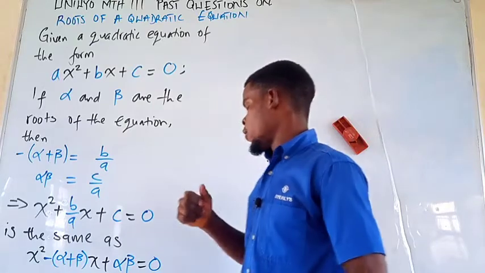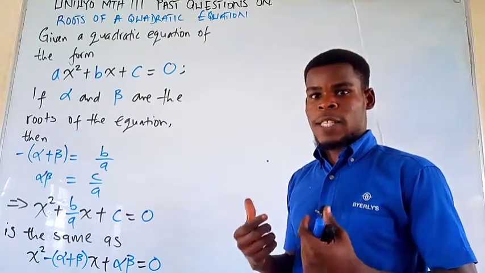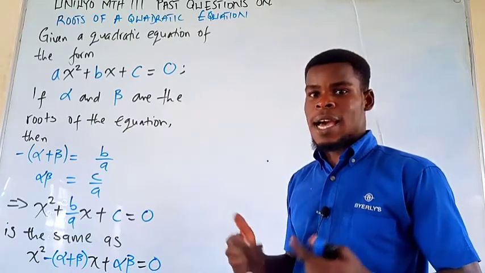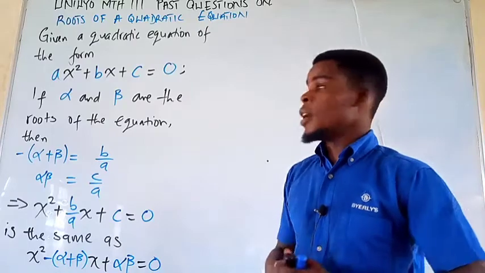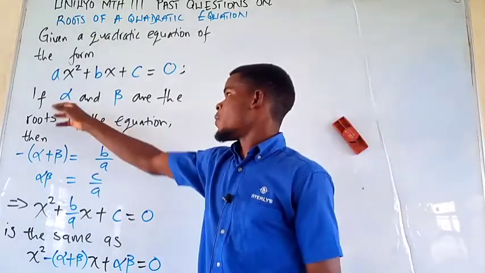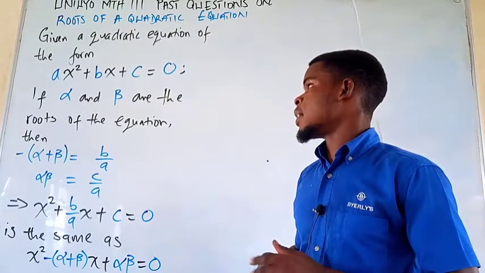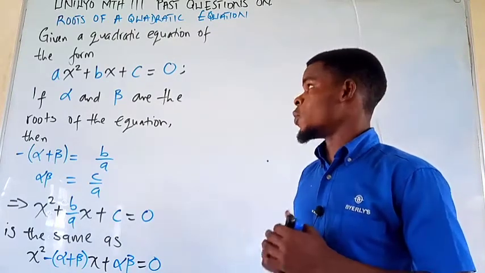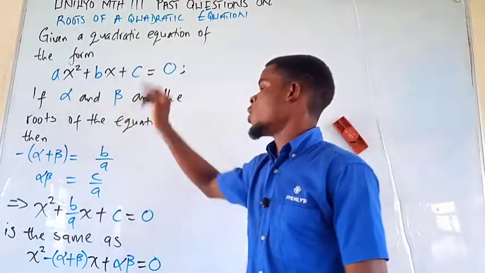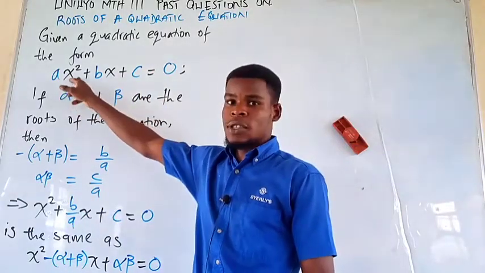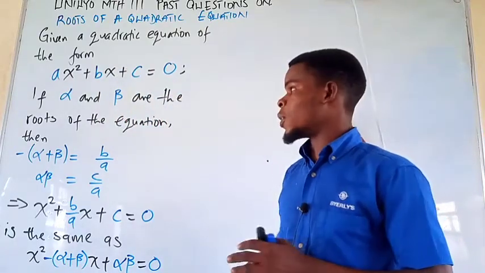Now, if we solve such an equation for the values of x, we're expected to have two values for x, either repeated values, or real and distinct, or even complex values. So if alpha and beta are the roots of the equation, in other words, the solutions, then when you plug in alpha for x in this equation, it gives you 0, and when you plug in beta for x, it also gives you 0. Those are called the solutions or the roots of that equation.